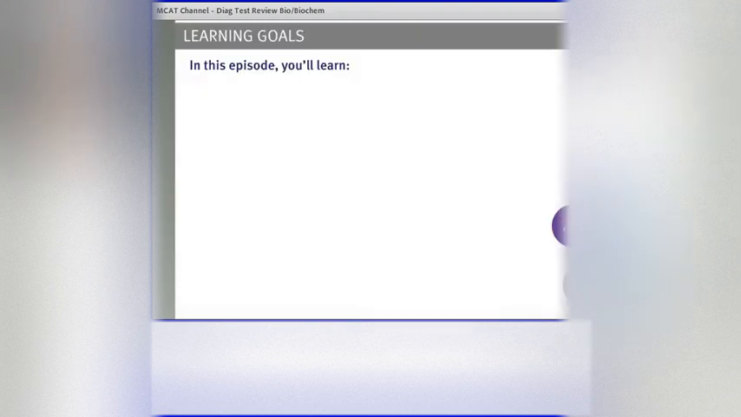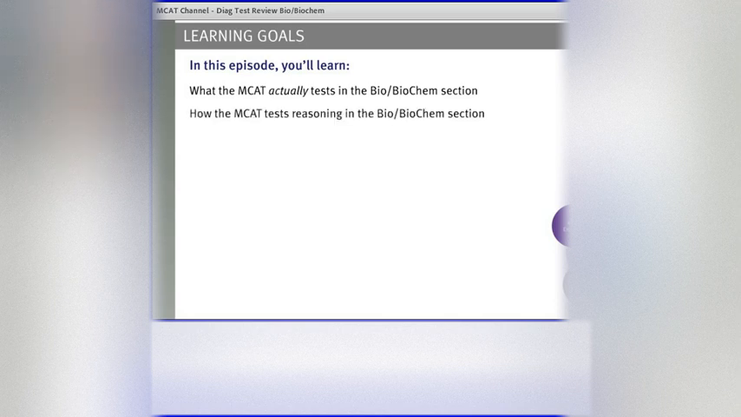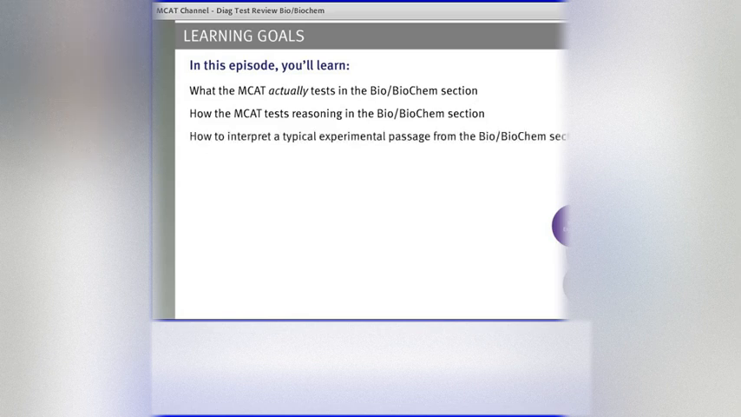As we jump in, what we're going to be covering are a few main points. First of all, I want to make sure that you understand what the MCAT is actually trying to test you on in bio and biochem. Take a look at the reasoning and strategies we can be using, and then figure out a little bit more about how to be interpreting passage material and get the most out of a passage in the first place.